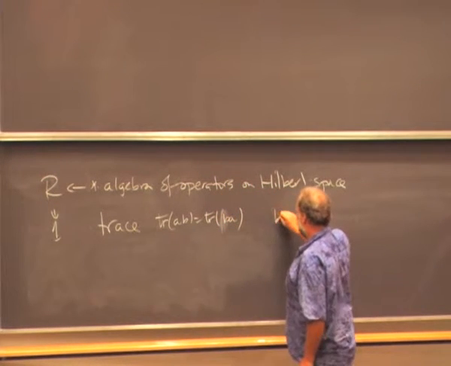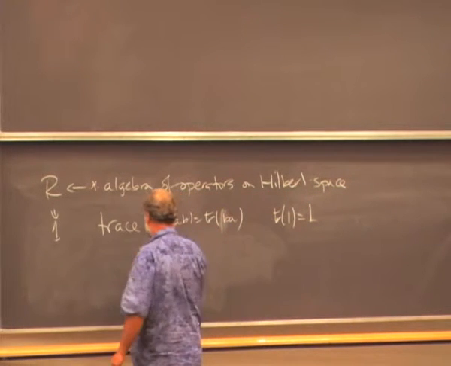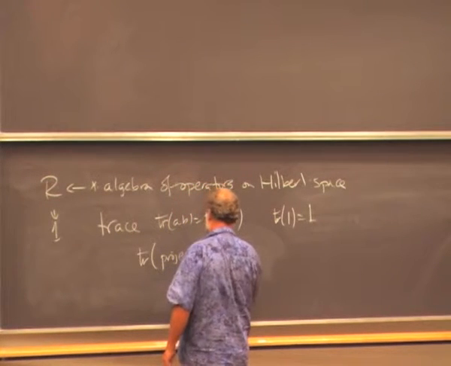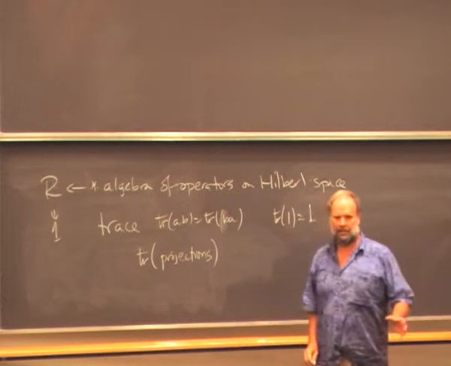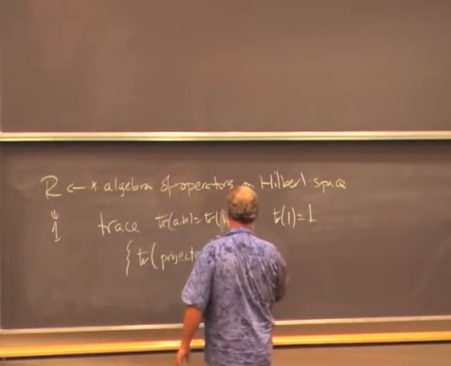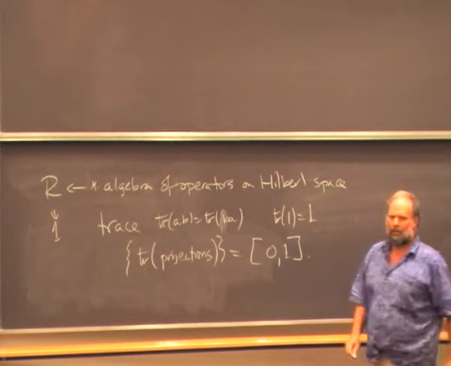The trace of the identity is equal to 1. And if you take traces of projections, okay, this is the big deal. The set of all traces of projections is the unit interval.